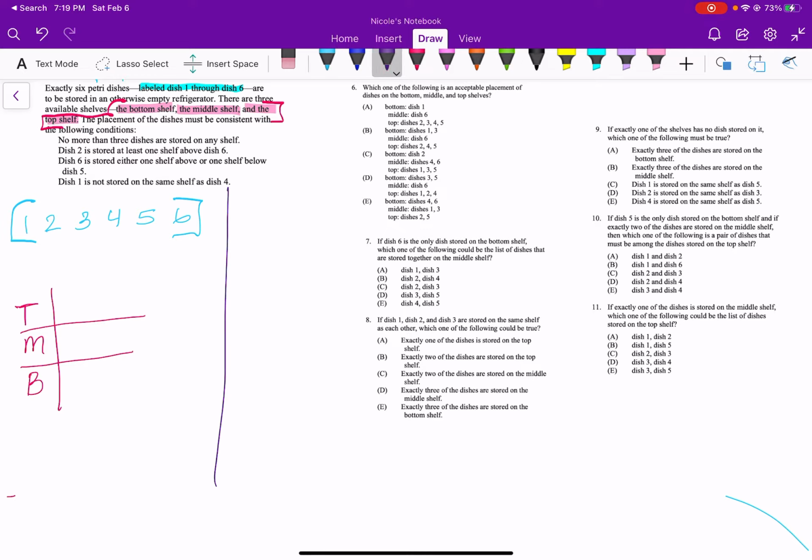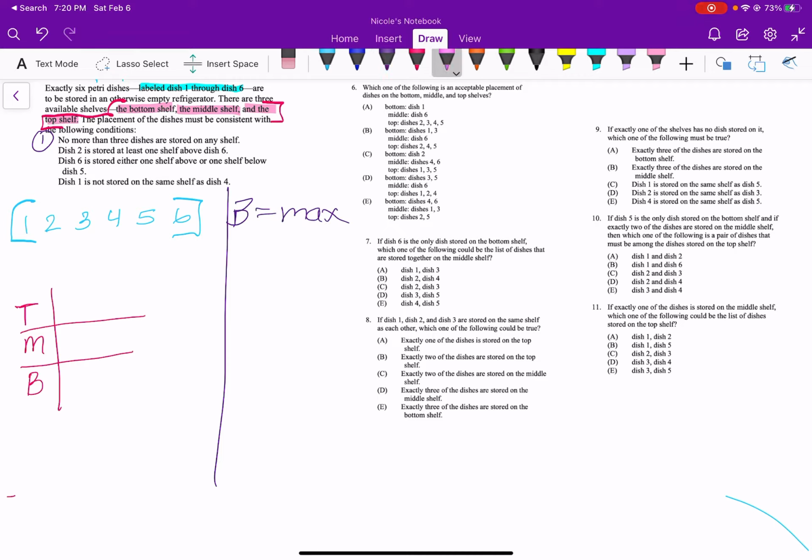All right, so rule number 1, no more than 3 dishes are stored on any shelf. So we can only have 1 to 3 dishes, so no more than 3, however you want to draw that. Or maybe I'll just draw 3 max.